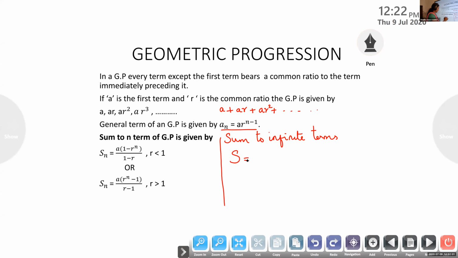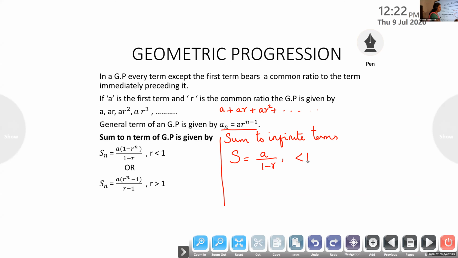the same formula, a by 1 minus r, if r is less than 1. This one, 1 minus r raised to n, we can leave, because r is a number which is less than 1. When you take the power, the value keeps reducing. We will be getting a very small value and we are neglecting that. So S is equal to a by 1 minus r.